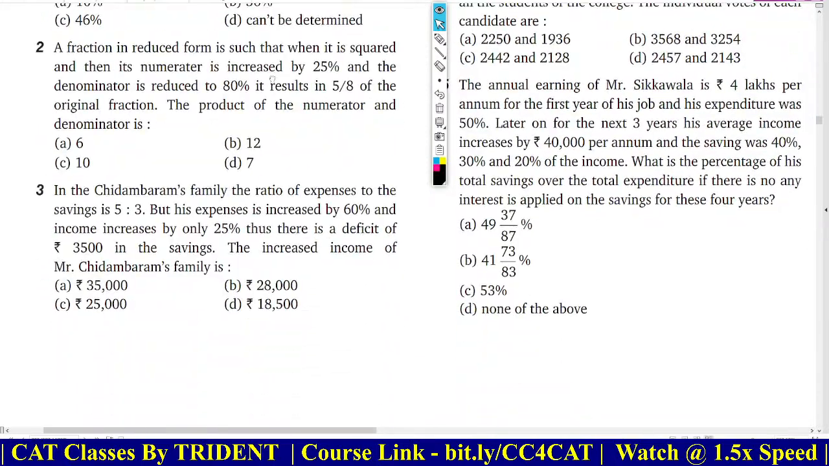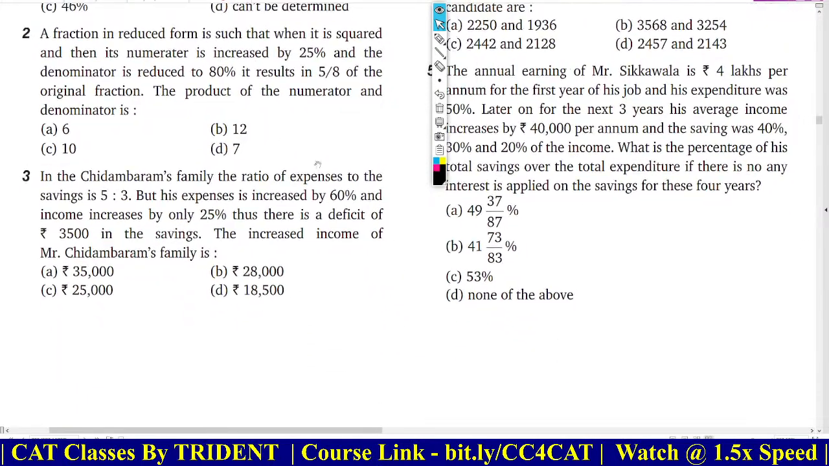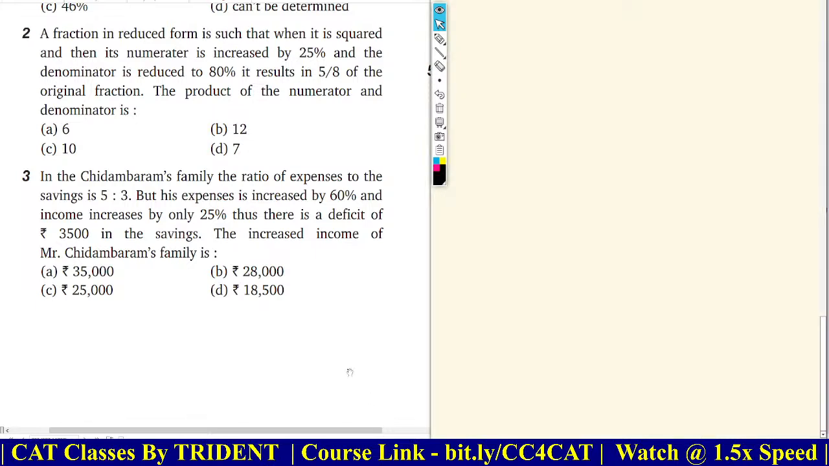This one I think is an interesting one. Let's see. Okay. In Chidambaram's family, the ratio of expense to saving is given as 5:3. Okay, let's try and understand this. Expense is to saving is given as 5:3. But his expenses increased by 60% and income increases by only 25%. Thus, there is a deficit of 3,500 in the savings. The increased income of Chidambaram's family is?